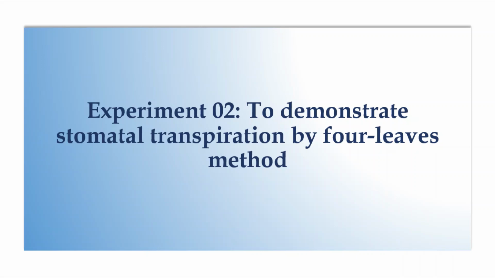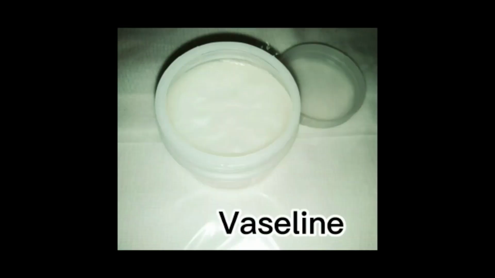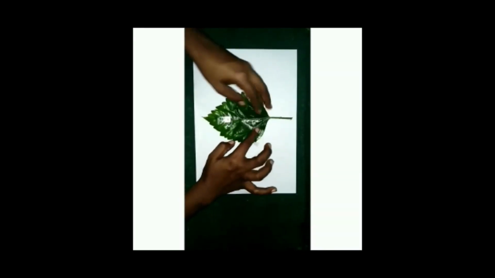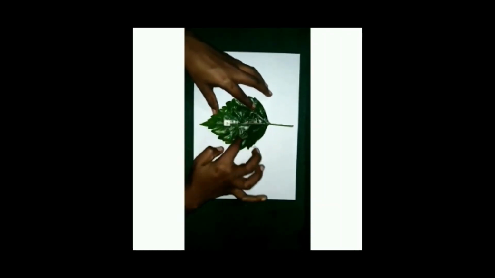Now, we are going to move to our second experiment. Our second experiment is to demonstrate stomatal transpiration by the 4-leaf method. For this experiment, we need 4 leaves, Vaseline and thread. Now, we are going to know how to do this experiment.